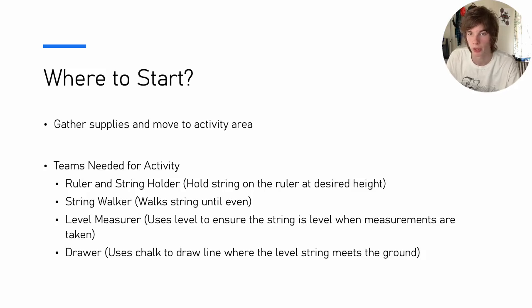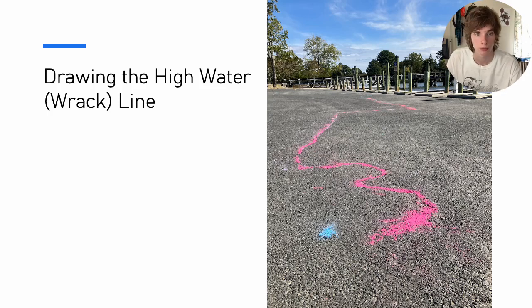So where to start? You're going to gather your supplies. We think that a division of labor would be useful. For example, you could have a ruler and string holder, someone to walk the string, a level measurer, and a chalk drawer. So first thing you're going to do is find a rack line and draw chalk to make it more visible, so that you can use this line to base your next high tide or sea level line off of.